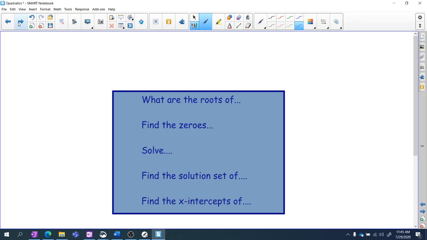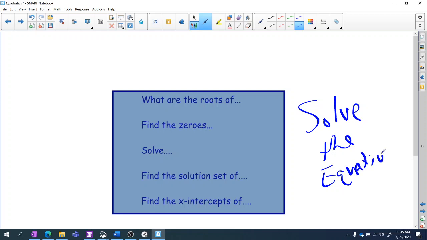Now, from time to time, you will get instructions that all mean the same thing, but sometimes students read them and say, I don't even know what they want me to do. If it says find the zeros, what are the roots of, solve, determine the solution set, find the x-intercepts, all of these mean solve the equation. It's just worded slightly differently, and you need to be able to manage all of those. So if you see any of these instructions, they're all indicating they want you to do the same thing.